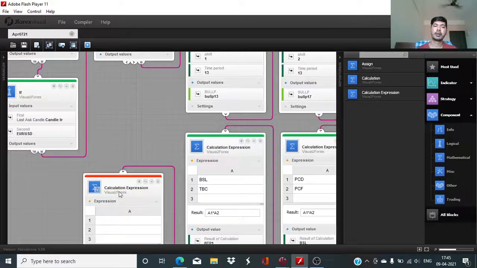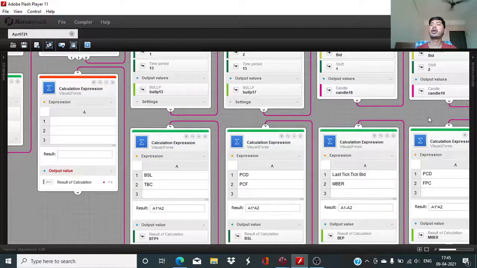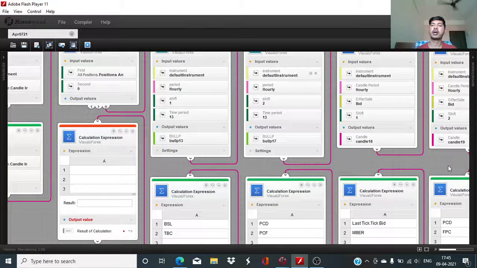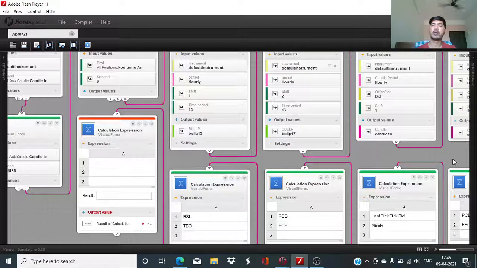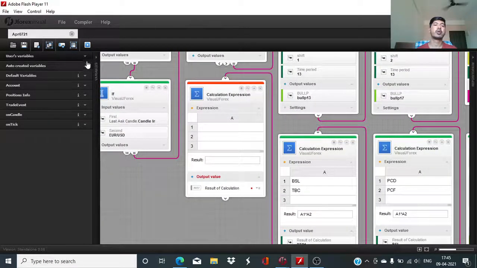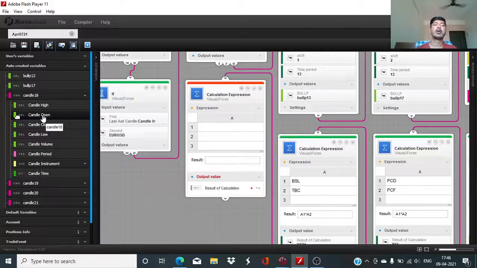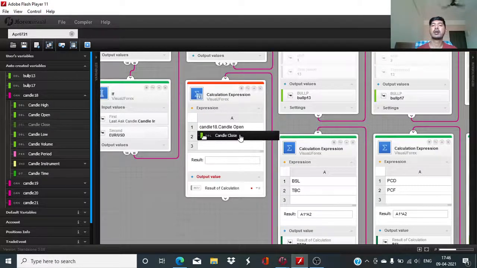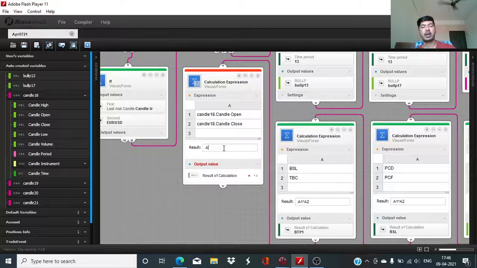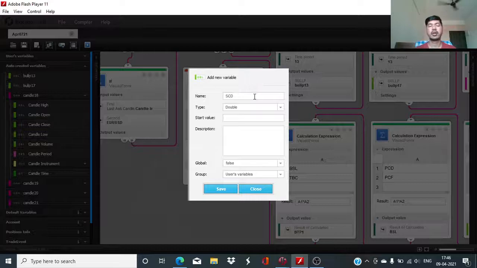And for defining of the entry point along with the stop loss, we need to look at the price difference between the closing and the opening price for last hourly candle, which is candle 18. And as I said, its closing value needs to be less than the opening value. So candle 18's opening value will be the first variable, and then we will deduct closing price. So it will be A1 minus A2, and this will be sell candle difference.